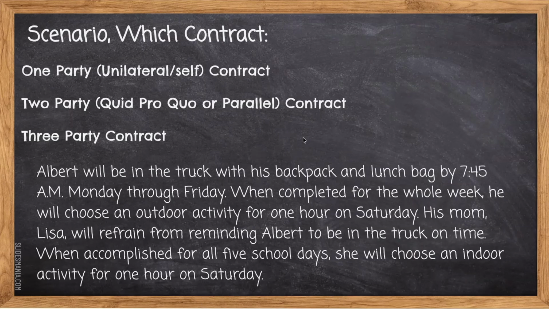Albert will be in the truck with his backpack and lunch bag by 7:45 Monday through Friday. When completed for the whole week, he'll choose an outdoor activity for 1 hour on Saturday. His mother, Lisa, will refrain from reminding Albert to be in the truck on time. When accomplished for all 5 school days, she will choose an indoor activity for 1 hour on Saturday for herself. Okay, so what type of contract would this be?